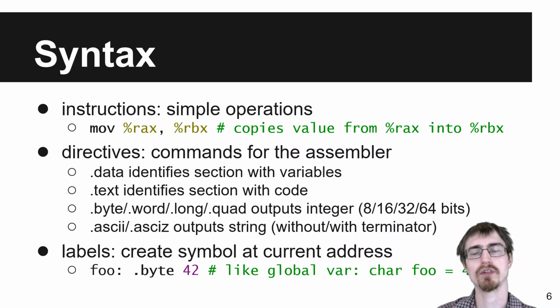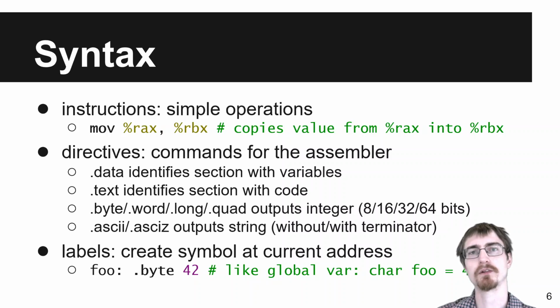Now, labels are also very important because, as I mentioned, assembly is a symbolic language. So a label defines a symbol that you can refer to. So if you have a label foo, it means that in the program you can use the word foo to refer to the current address. So this example, .byte 42, simply generates in the output a byte with the value 42.